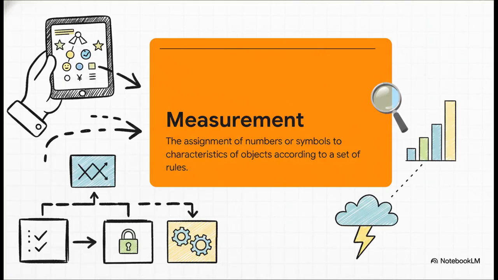To get this right, you can't just wing it. You need a formal process. This right here is the official textbook definition of measurement. It's all about creating a consistent, standardized set of rules to turn a characteristic, like your mood, into a symbol, like the number 4. And believe me, in measurement, those rules are everything.